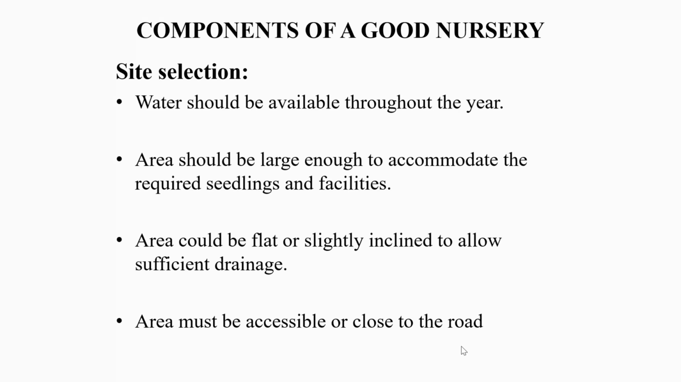These are the factors in selecting an ideal nursery site. Water should be available throughout the year. Area should be large enough to accommodate the required sections and facilities. Area could be flat or slightly inclined to allow sufficient drainage. Area must be accessible or close to the road.